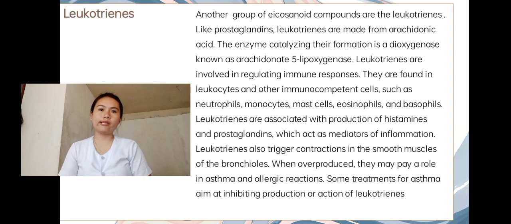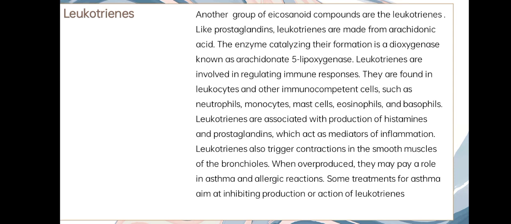So, leukotrienes. Leukotrienes are involved in regulating immune response. They are found in leukocytes and other immunocompetent cells such as neutrophils, monocytes, mast cells, eosinophils, and basophils. Leukotrienes are associated with the production of histamine and prostaglandins, which act as mediators of inflammation.